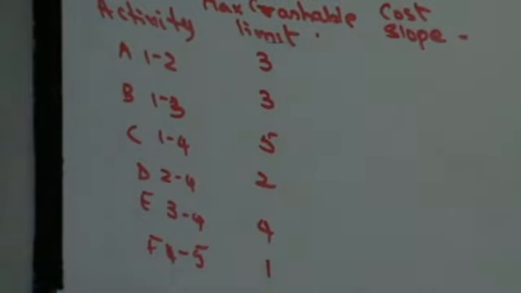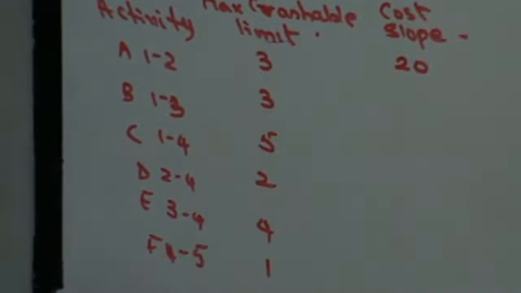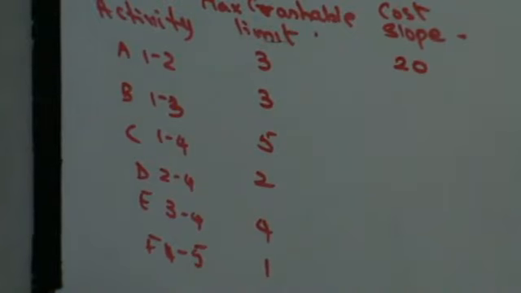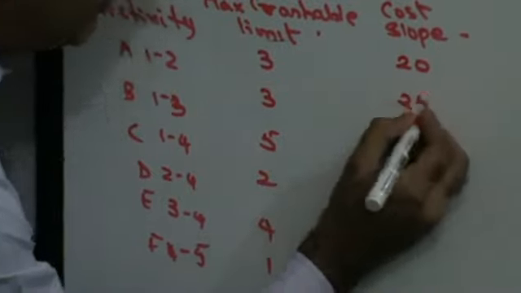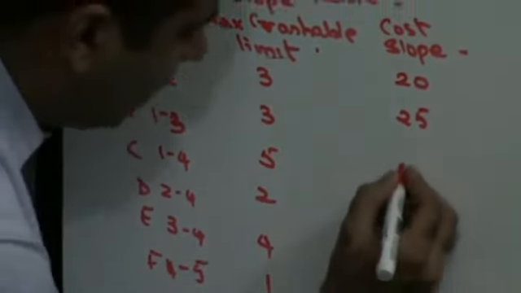That's my maximum crashable limit. Cost slope is already given to you, otherwise you would have to calculate it. I hope you all remember how to calculate the cost slope: crash cost minus normal cost upon normal time minus crash time. Here they have directly given it to you: 20, 25, 30, 10, 15, 40. There may be a scenario where the cost slope is not given, only the duration. Then it is not possible.